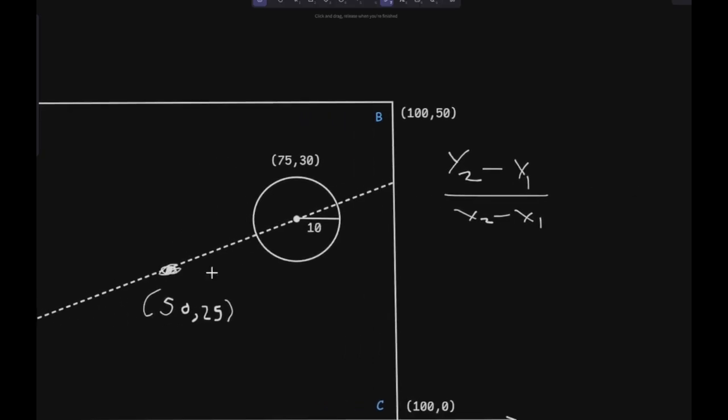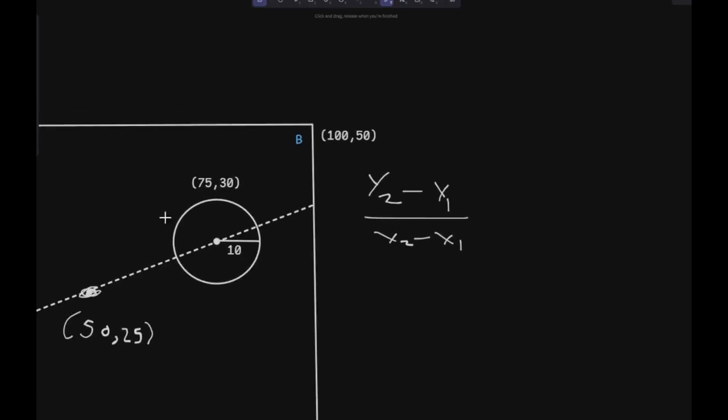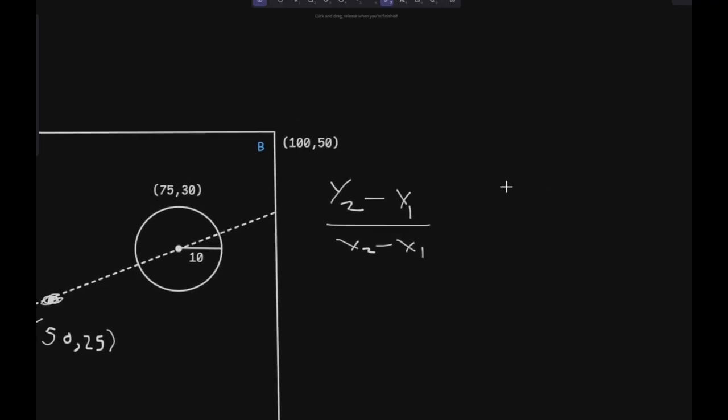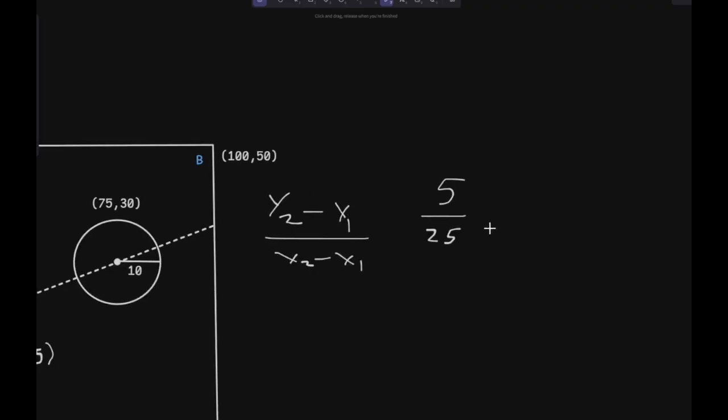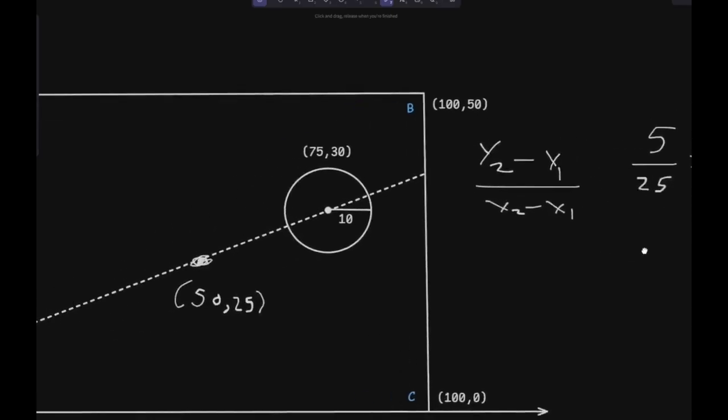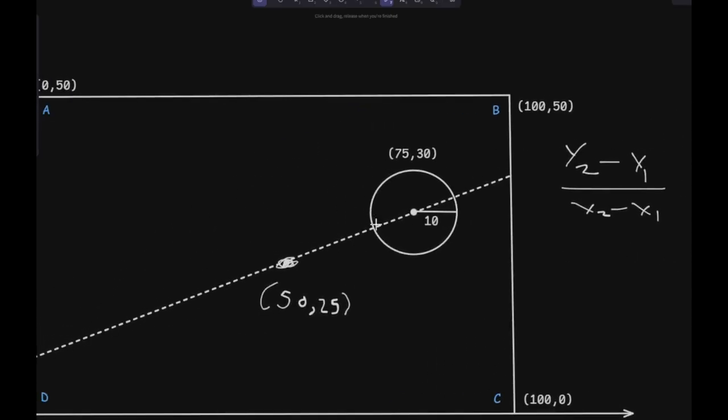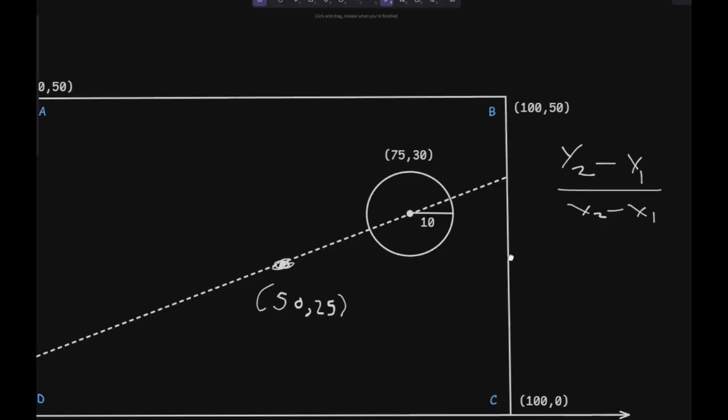And you could do it either way, but I'll just take this as y2 and x2. So y2 would be 30 and 25. So 30 minus 25 is 5, and x2 minus x1, which would be 75 minus 50, would give you 25. And 5 over 25 is the same as 1/5. And that's our solution. So the slope of this line that cuts this rectangle in half, that goes through this point 75, 30 in this cutout circle, is 1/5.